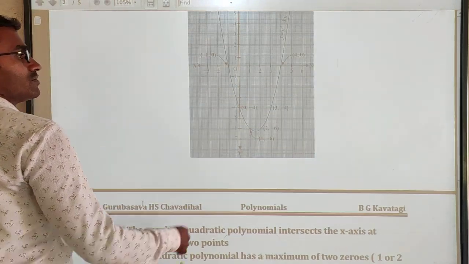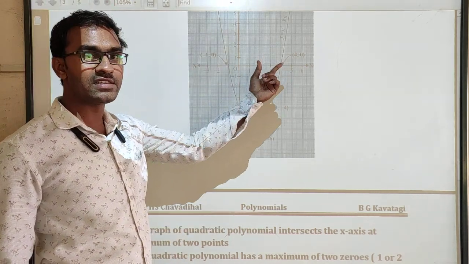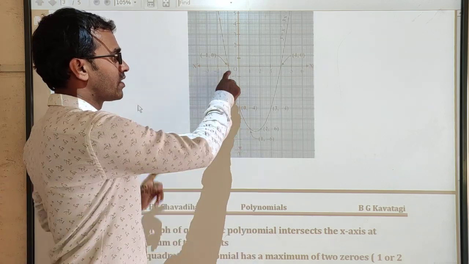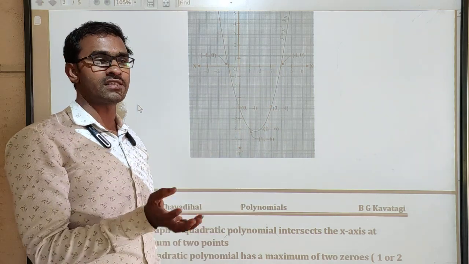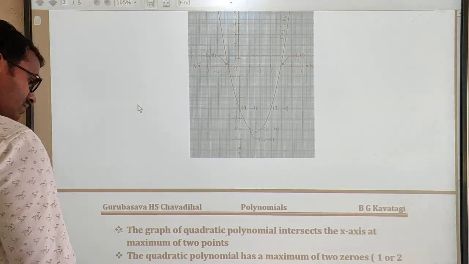Just observe this graph. The graph intersects the x-axis at 2 points, right? -1, 0, this point here and here. This graph intersects or cuts the x-axis at 2 points. That is the statement.